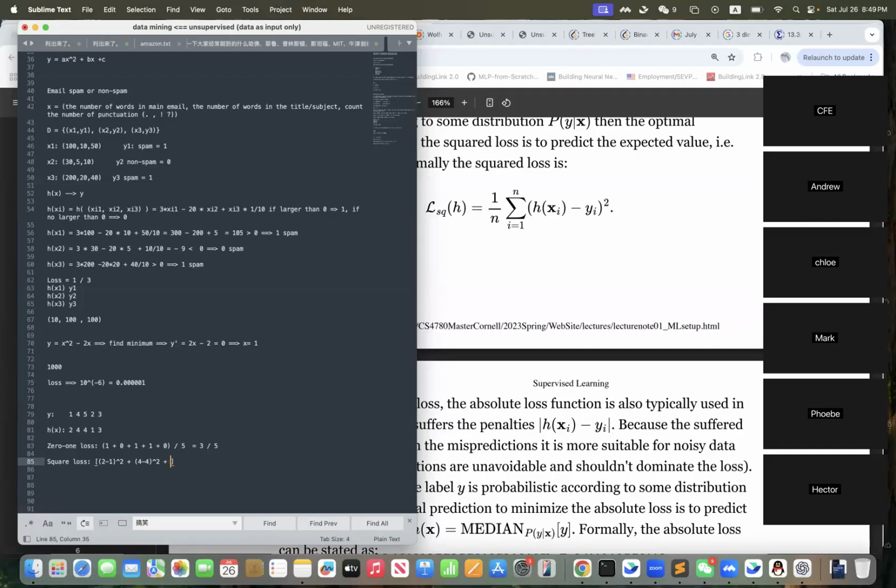What do you find is similar between the square loss and the 0-1 loss? Of course, they have a lot of differences. So what's the similar thing? Hector, can you answer this?